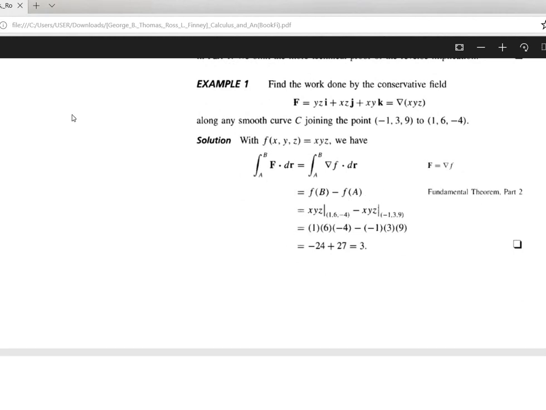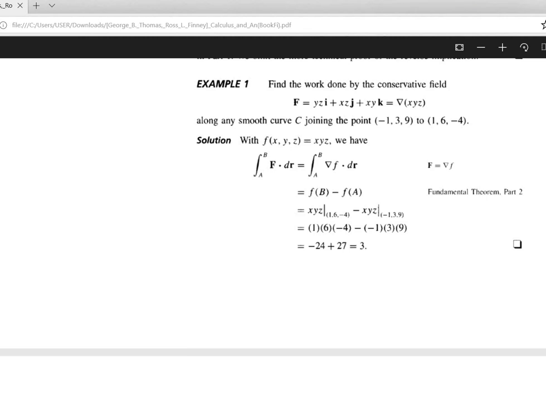So next we are going to do one problem in this. The question is to find the work done by the conservative field F equal to yz i plus xz j plus xy k over a smooth curve joining the point (-1, 3, 9) to (1, 6, -4). How will you calculate this?